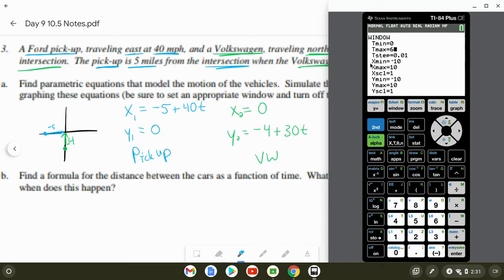The last thing I want to do, to make it a little easier to see, is go to Format and turn off the axes. There we go. Hit graph, and let's see what we get. We see those cars going really fast, and it looks like they might have even intersected at the same time, but it went pretty fast.